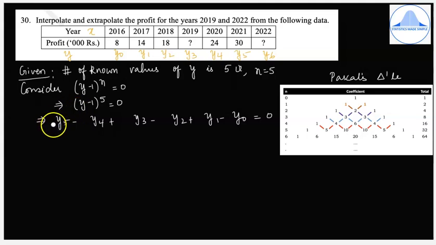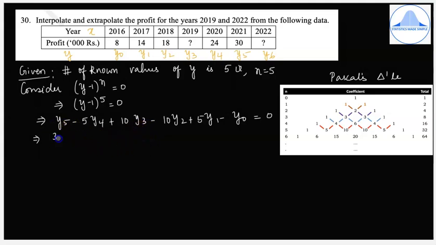So here you have to write 1. Whether you write it or not, it doesn't make any difference. Then I will write 5, then 10, 10, 5 and then you have 1. Then seeing the table, you fill in the values.